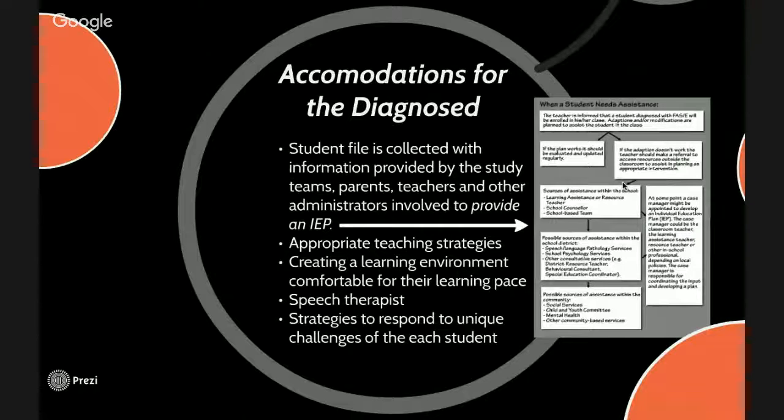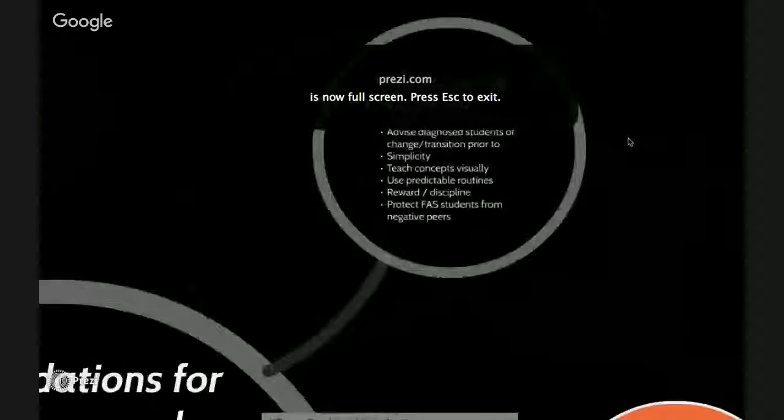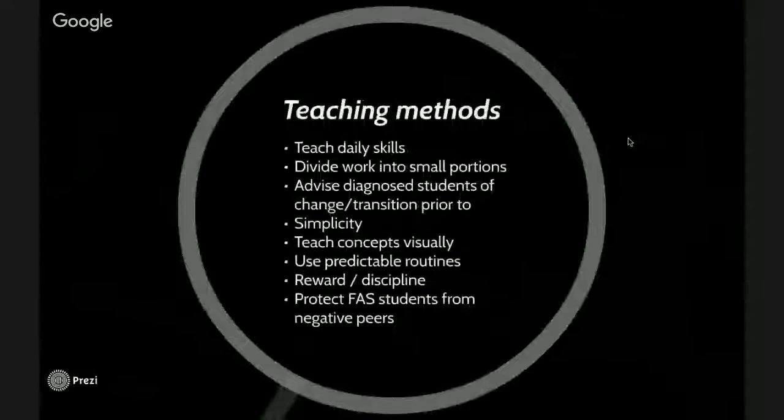Fetal alcohol syndrome, like I said, is a lifetime syndrome. So what these children need are necessities. Some of the best practices that can be used in the class would be consistency, simplicity, structure, repetition, routines, constant observation, reevaluation, and most importantly, valuing the child's achievement and strengths.